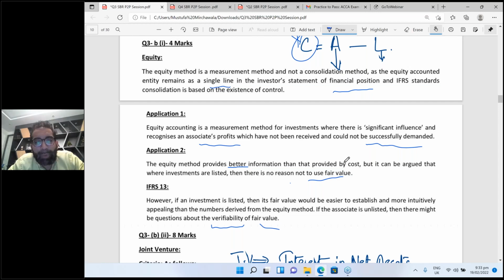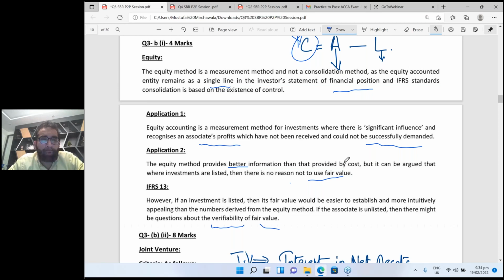Then this fair value will be totally judgmental, right? So yes, if that associate is listed, then it's very easy to calculate fair value, and yes, fair value gives you the real picture. But if it is unlisted, then it would be very difficult to say whether this fair value is real or not. Then it will be a judgment-based thing.